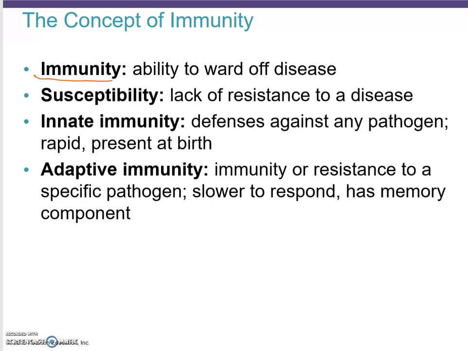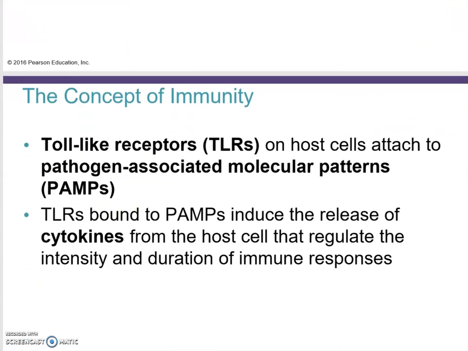Immunity is the term that we use to say that it's your ability to ward off disease. Susceptibility is the lack of resistance to a disease, meaning it's easier to get it. Innate immunity is the amount of immunity that you have at birth, so you're born with it. Adaptive immunity is the part of your immune system that you acquire as you go through life. So it's the resistance that you acquire to specific pathogens as you get exposed to them.